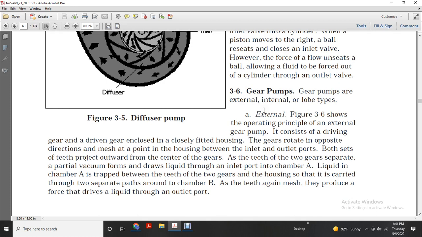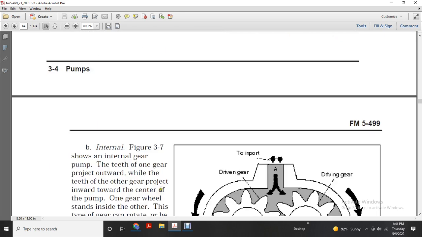The external gear pump, Figure 3.6, shows the operating principle. It consists of a driving gear enclosed within a close-fitting housing. The gears rotate in opposite directions, meshing at a point in the housing between the inlet and outlet ports, with the teeth projecting outward from the center of the gears. As the teeth of the two gears separate, a partial vacuum forms, which draws liquid through the inlet port into chamber A. The liquid in chamber A is trapped between the teeth of the two gears and the housing, so it is carried through two separate paths to chamber B. As the teeth mesh again, they produce a force that drives the liquid out of the outlet port.